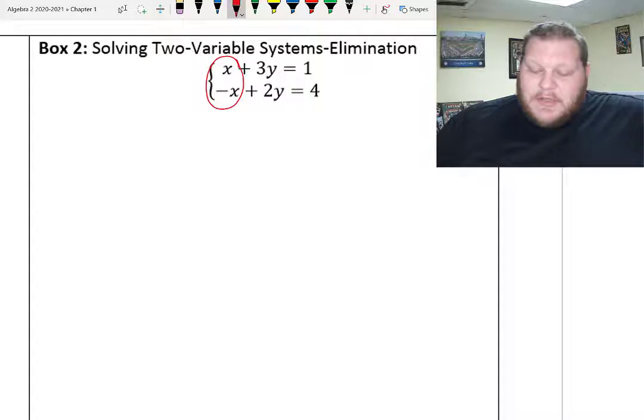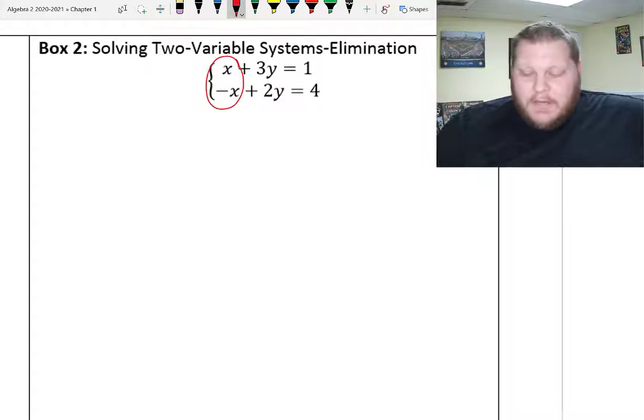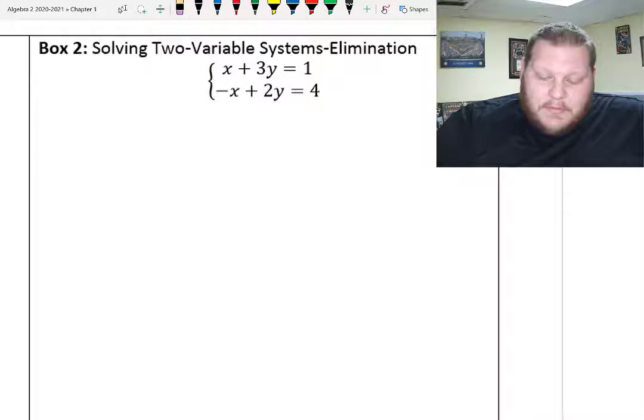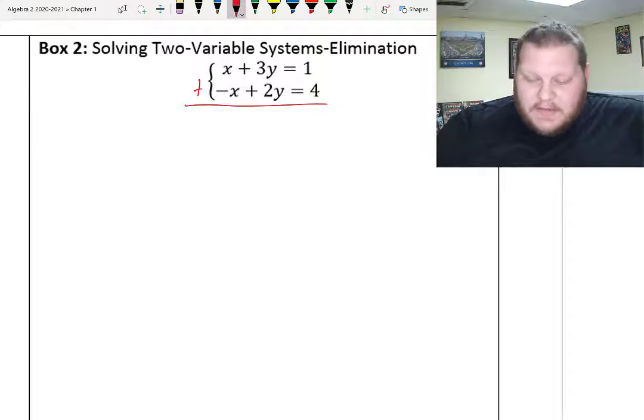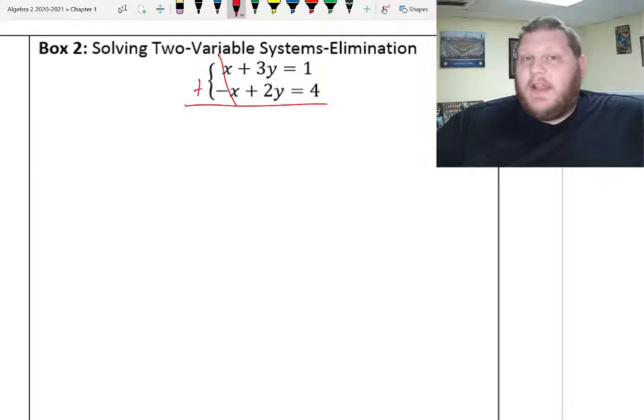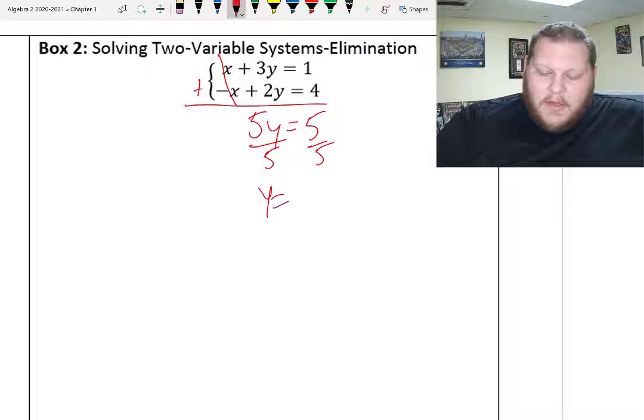So if I was just going to add these two equations together, because my x's have the same number for the coefficient, but with one positive and one negative, those would cancel each other out. So all I'm going to do is just add up my equations going down. X plus negative x, well, those cancel out and I don't have an x value anymore. 3y plus 2y is 5y. 4 plus 1 is 5. So pretty quickly, we have y equals 1.